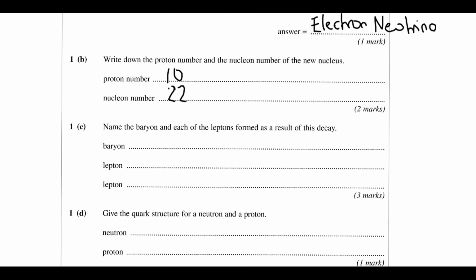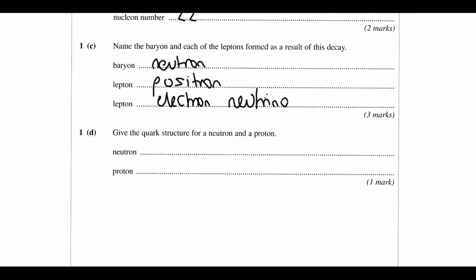Okay, name the baryon and each of the leptons formed as a result of the decay. So the baryon formed is a neutron, and a lepton we have is the positron or an anti-electron, either of those would be fine. And then obviously we've got another lepton, the electron neutrino. So basically you can pick up all of these marks just by knowing what the generic beta plus decay equation is. So fairly straightforward.